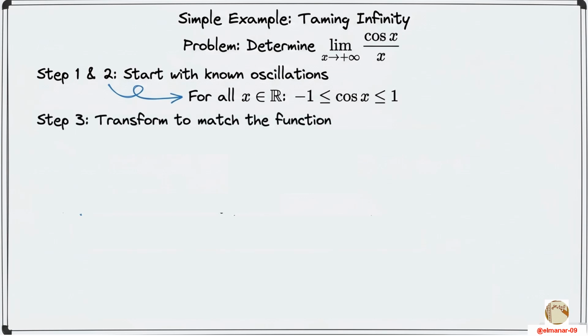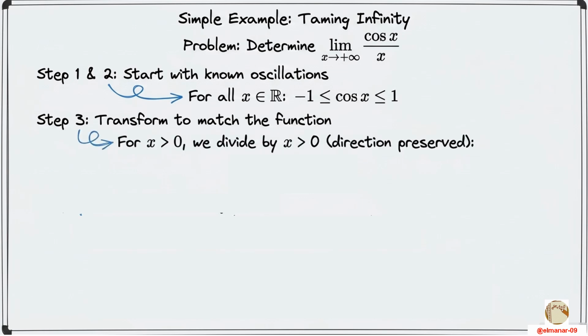Step 3. Transform to match the function. Our goal is to make the middle part of our inequality look exactly like the function we are investigating. To do that, we divide all three parts of the inequality by x. Since we're looking at the limit as x goes to positive infinity, we're dealing with values where x is positive. x is greater than 0. This is a crucial detail because when we divide by a positive number, the direction of the inequality signs stays the same. Now we have -1 over x is less than or equal to cosine of x over x, which is less than or equal to 1 over x.